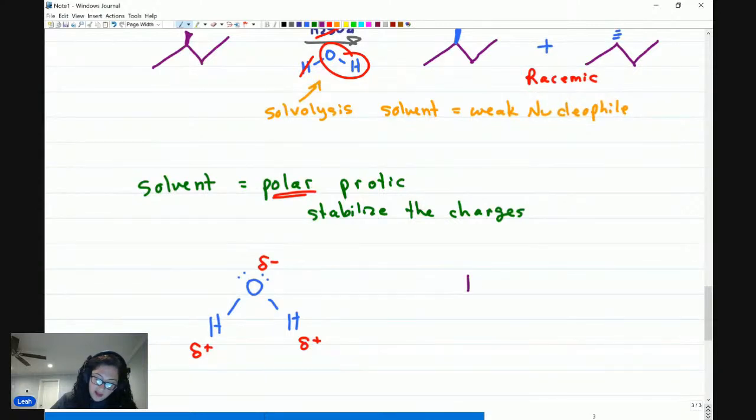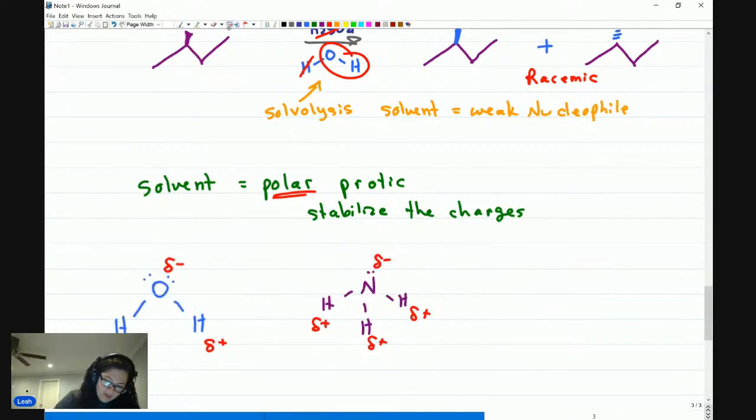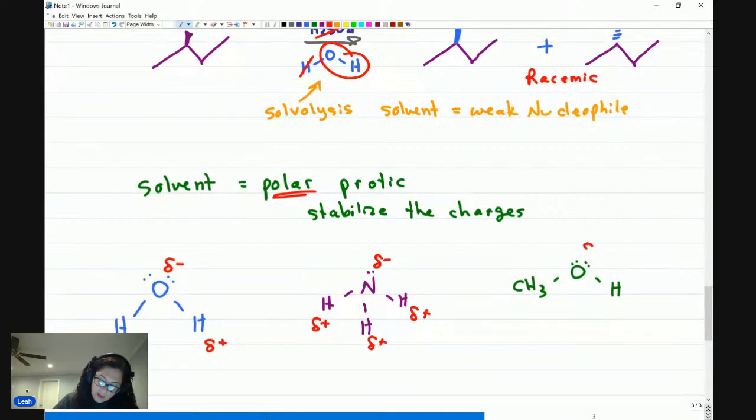If I give you something like ammonia, the same thing happens. We have a partially negative nitrogen and 3 partially positive hydrogen. This also works for alcohol. If I have an alcohol, then say this is a CH3 bound to an O, bound to an H. The portion of the alcohol that looks like this portion of water, this portion of ammonia, they all behave exactly the same. Partially negative, partially positive, and that's what makes them a good solvent.